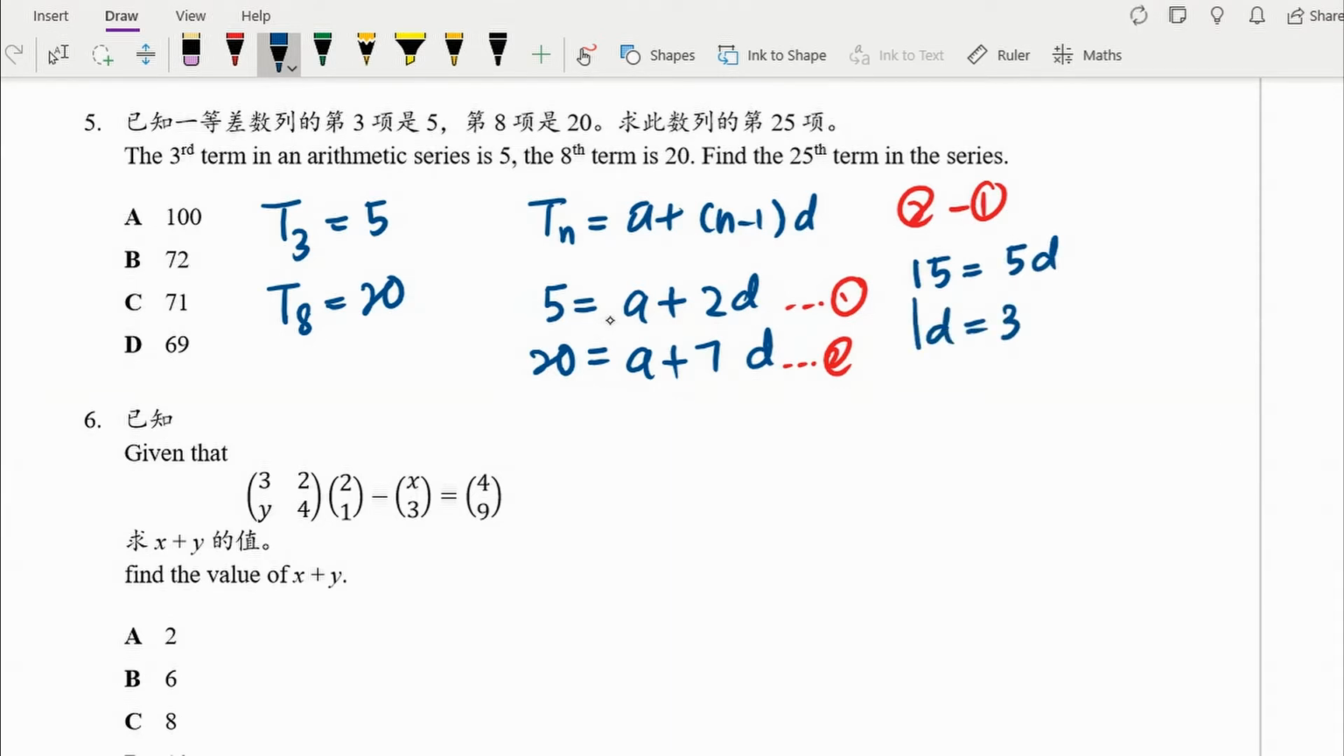Okay, then your A, you just sub it into either one of them. Let's say I sub in the first equation. 5 equals A plus 2 times D, which is 6. So A equals 5 minus 6, which is negative 1.